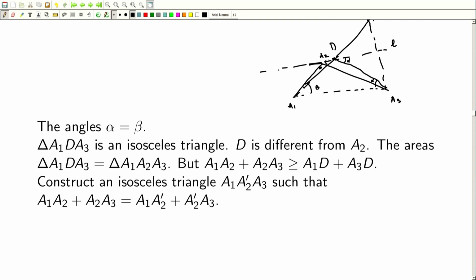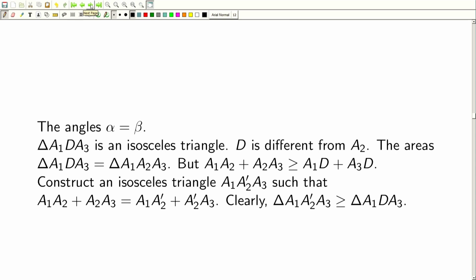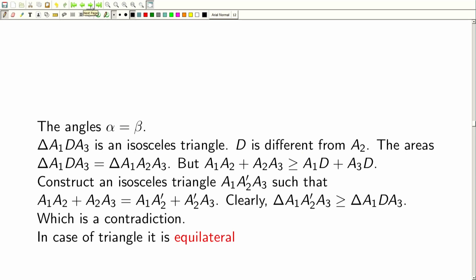However, the area of triangle A1 A2 prime A3 is bigger than or equal to that of triangle A1 D A3, and that is a contradiction. Okay, so that is easy to see. In the case of a triangle, as we have seen, this is going to be equilateral, and for a quadrilateral, without having a rectangle, if I take any quadrilateral, then the maximum area is going to be attained by a rhombus.